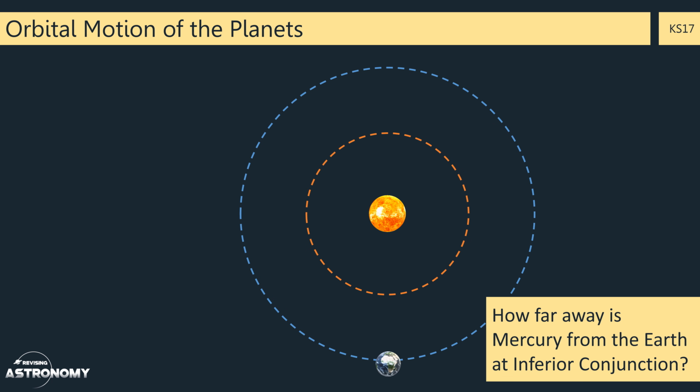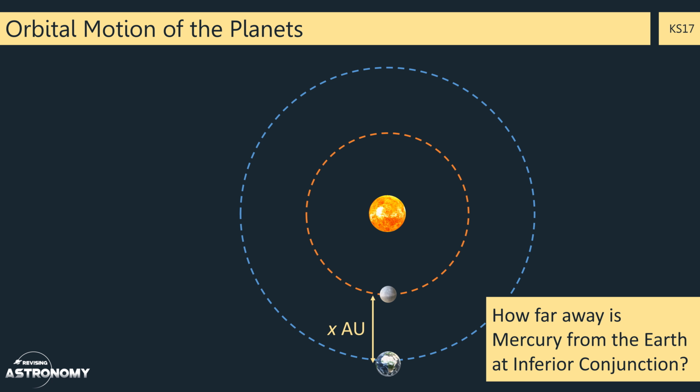Now, you need to be able to use your skills of logic and maths to be able to work out some distance-based questions. So here the question is, how far away from Earth is Mercury when it's at inferior conjunction? Now you'd have values on your datasheet to help work this out. So when Mercury is at inferior conjunction, it's here between the Earth and the Sun. And we want to work out this distance in astronomical units.